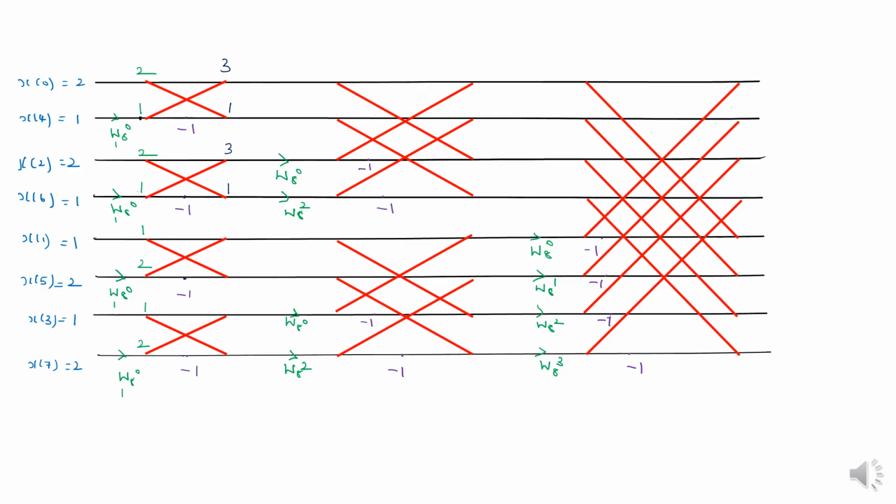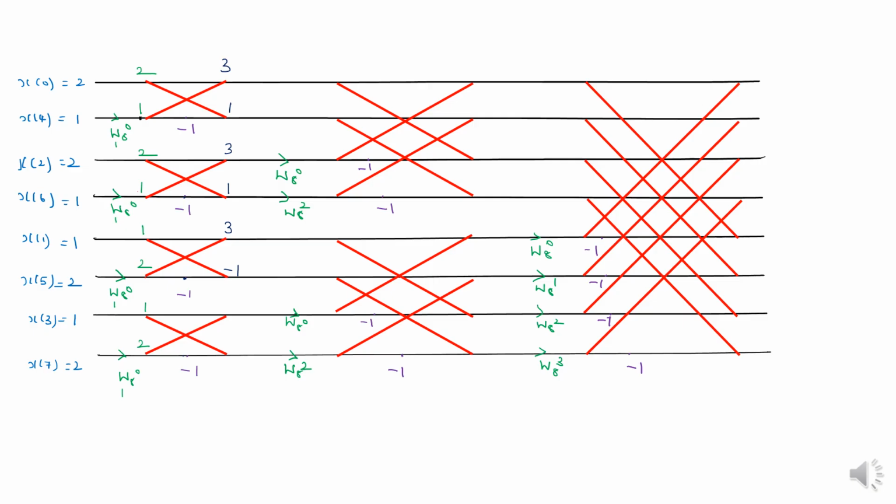To find the output value at this particular point, it is 1 plus 2, therefore it is 3. Similarly, finding the value at this point, it is 1 plus 2 into -1. So 2 into -1 is -2. So 1 minus 2, therefore the value is -1.